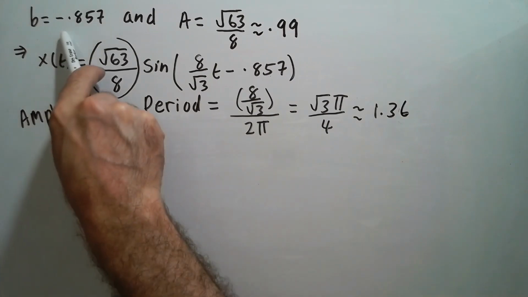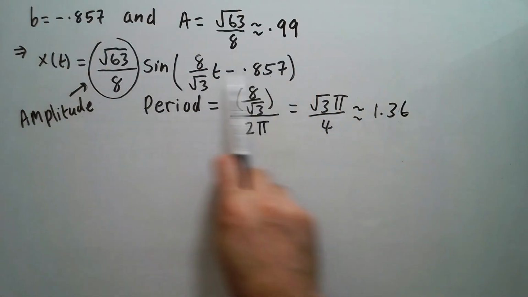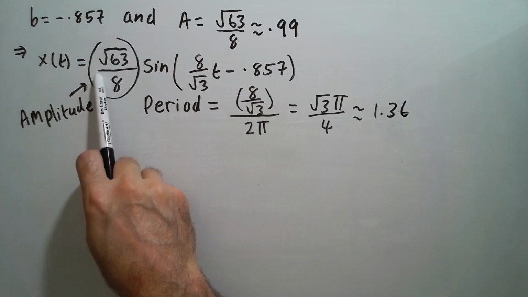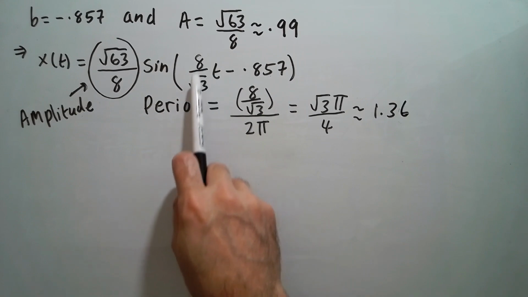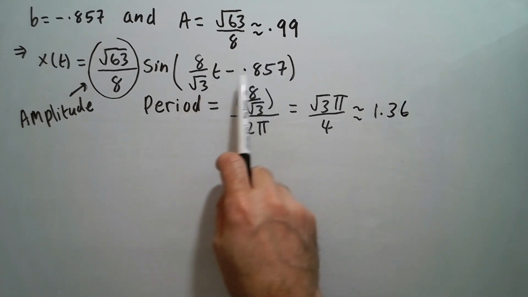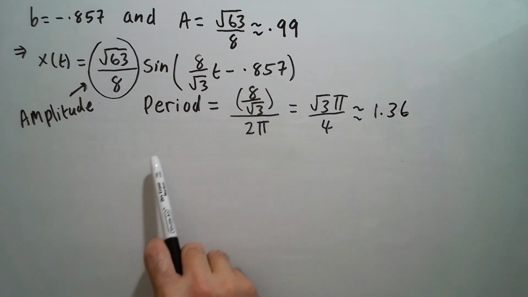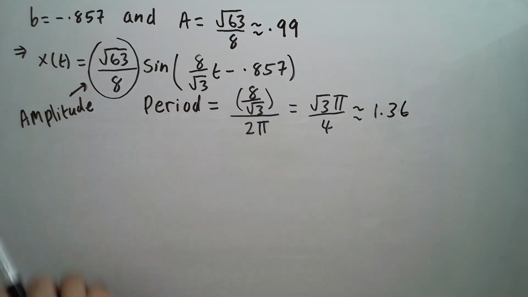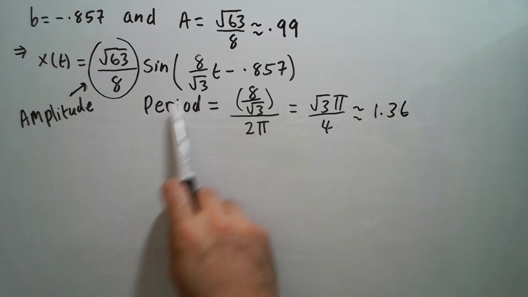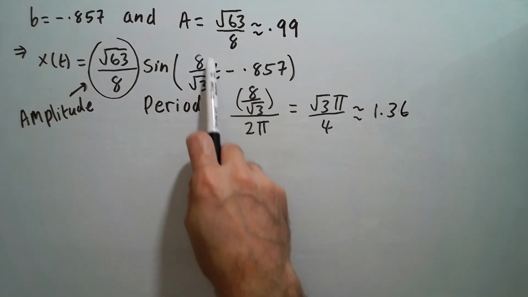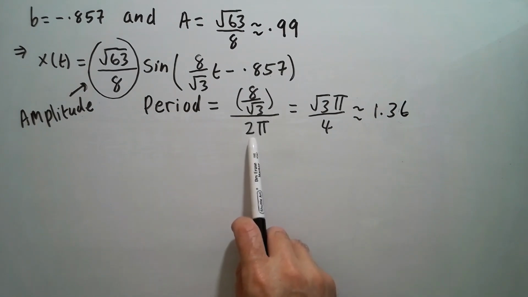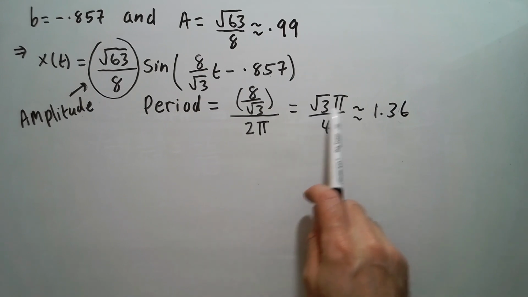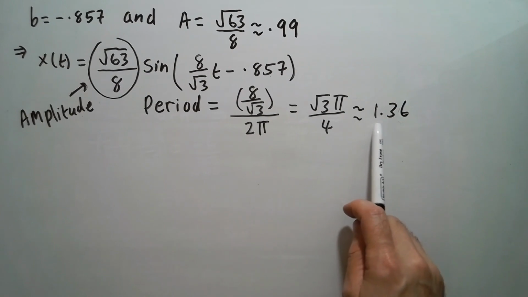Okay, so we found our b, we found our a, so plugging into our position function, we have our a is square root of 63 over 8, times sine of wt, w is 8 over square root of 3, and then plus our b, which was negative 0.857. So this is the amplitude, the a. The period is found by taking the coefficient in front of the t, in this case 8 over square root of 3, dividing it by 2 pi. So doing that, it would be square root of 3 pi over 4, roughly 1.36.